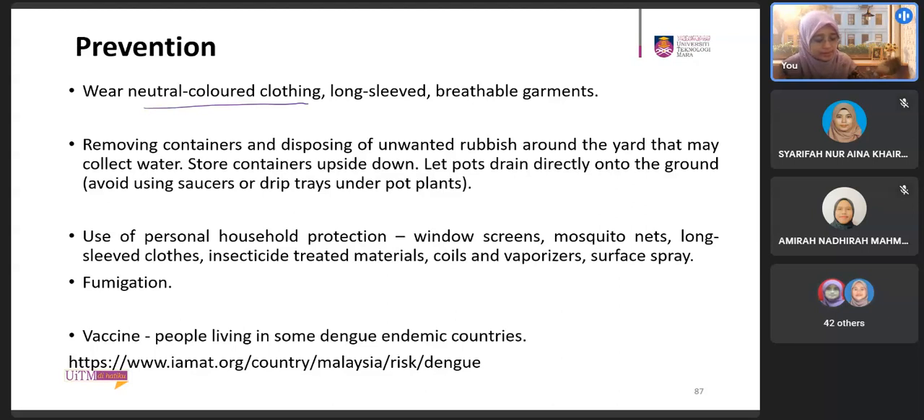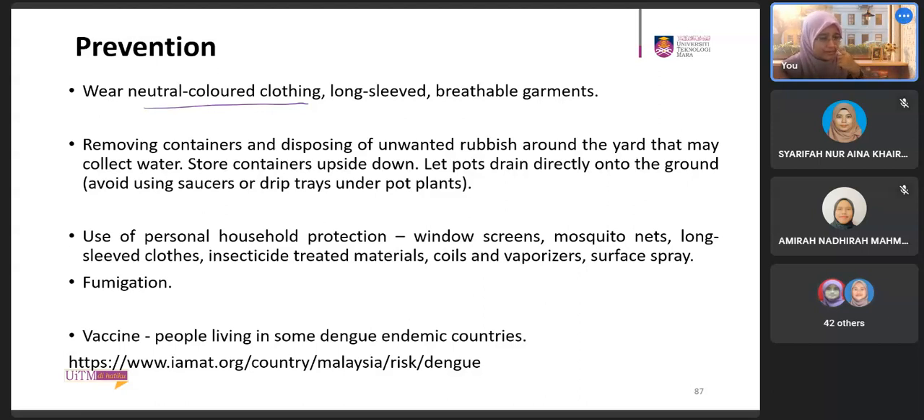Then store containers upside down. Let pots drain directly onto the ground. Avoid using saucers or dripping trays under pot plants. So siapa yang suka menanam ada pasu banyak kat depan rumah tu, make sure tak ada air yang bertakung.